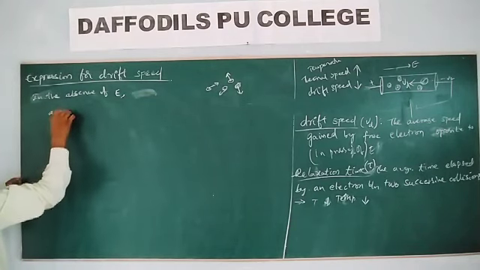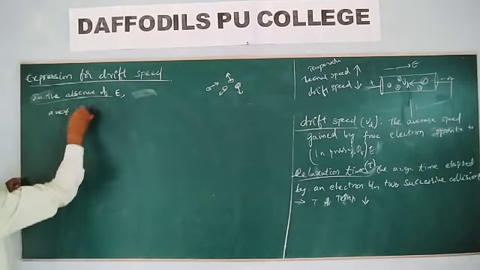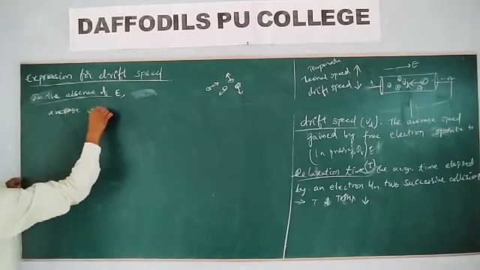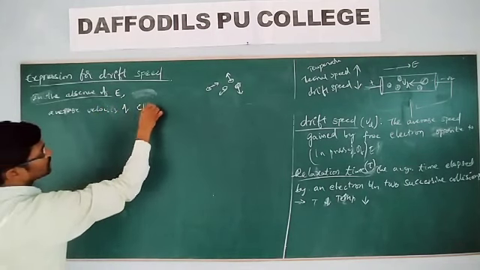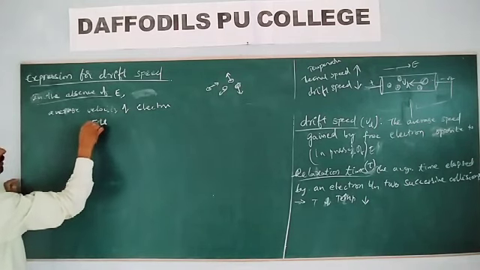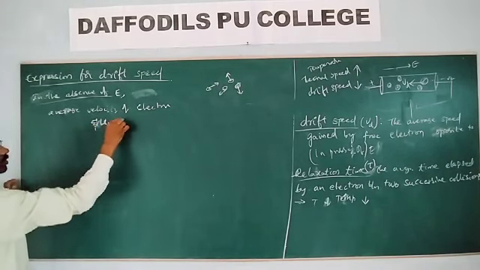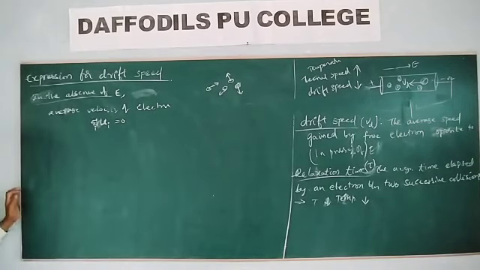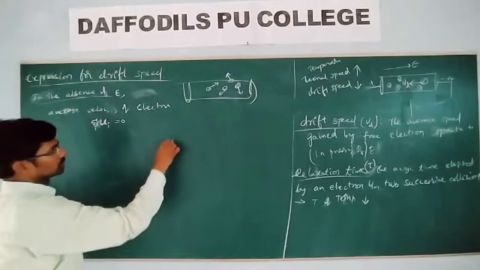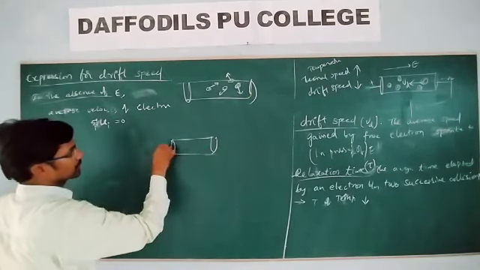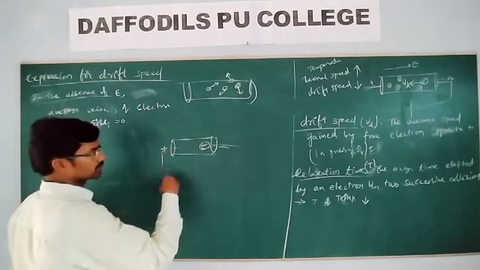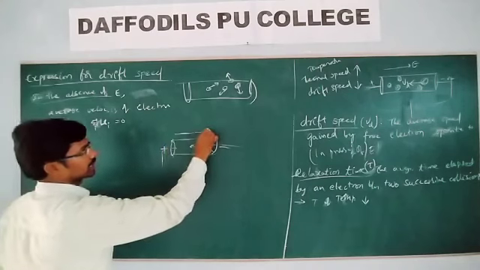So in the absence of electric field, the average velocity of electrons, the sum of u_i divided by n, is equal to 0. But in presence of the electric field, with a plus here and a minus here, the electron is moving from negative to positive. What is the direction of the electric field?